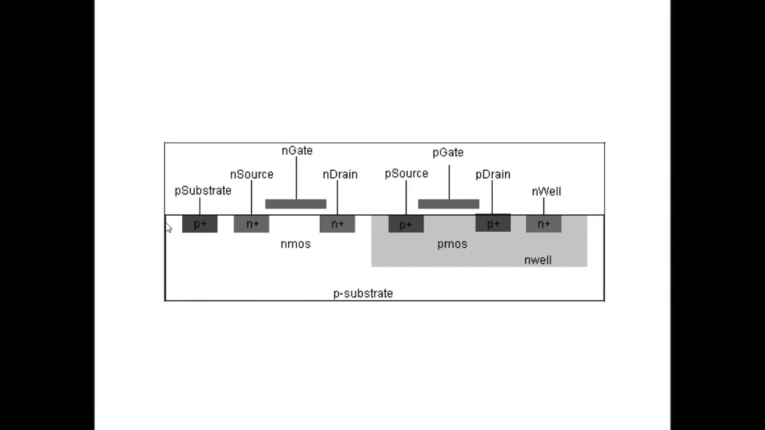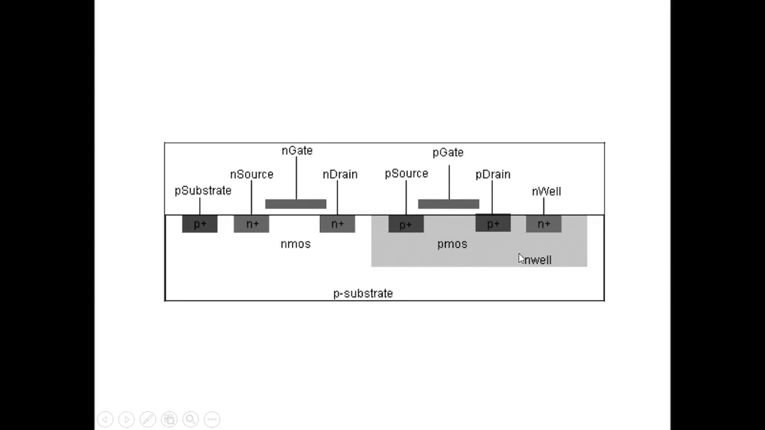So we have for NMOS N plus, N plus, N plus and P plus. This forms the NMOS. And in the case of PMOS, we have P plus and P plus, which is inside the N well. So in a P substrate, we first want to make an N well. Inside that you make P plus and P plus. So this will form the PMOS.